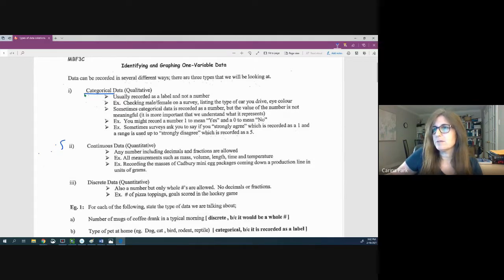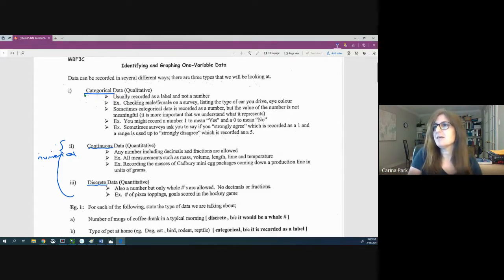And there's two types of numerical: continuous and discrete. So some new words. And now I'm going to show you some examples of what they are.